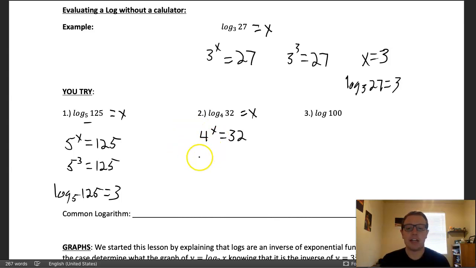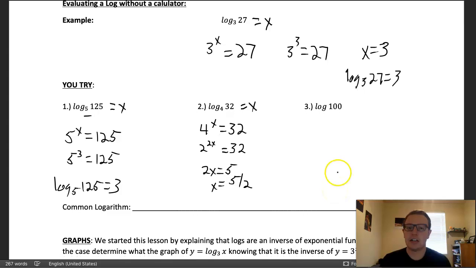So 4 doesn't get this, but we have to do a little trick here. 4 is the same thing as 2 squared. So this is the same thing as 2 squared to the x, or 2 to the 2x is equal to 32. Or in other words, 2 raised to what power is equal to 32? 2 to the 5th power. So we need 2x to equal 5, because we need the 2 to the 5th power to be our answer. Or in other words, our answer for this is going to be 5 over 2. So our answer is x is equal to 5 over 2.